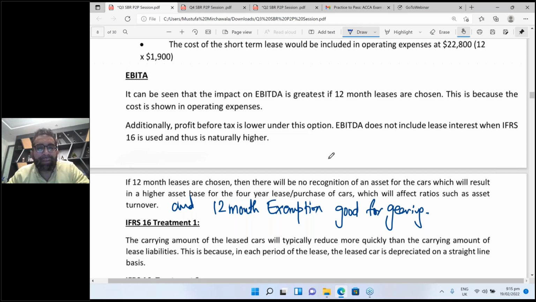Listen, in options number 1 and 2, there was some interest as well and some depreciation as well. And EBITDA, yesterday we also saw, never includes these two. So definitely in options number 1 and 2, you will get higher EBITDA.